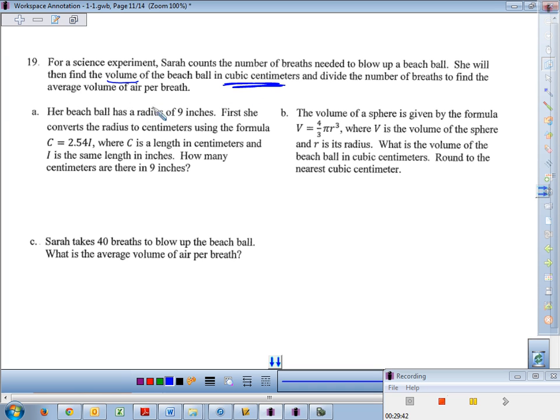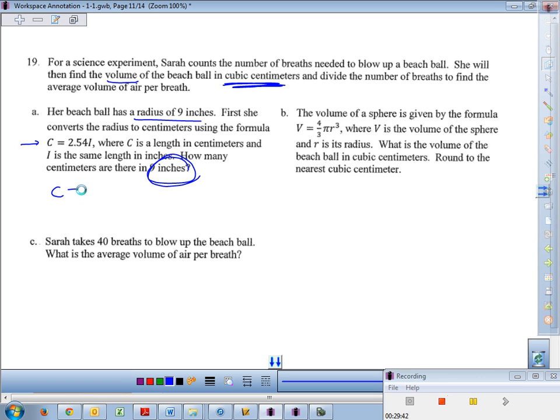So part A, her beach ball has a radius of 9 inches. Good information. She converts the radius to centimeters using this formula, where C stands for centimeters and I stands for the length in inches. How many centimeters are there in 9 inches? So they give us a number right here, 9. What does 9 go in for in this formula? Does it go in for C or does it go in for I? 9's in inches, so 9 will go in for I.